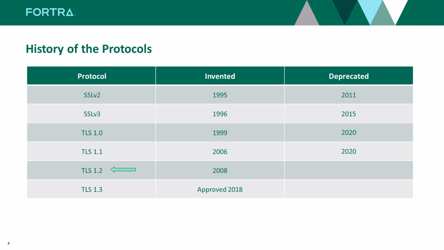TLS 1.0 was essentially the same as SSL v3, and both of those had huge vulnerabilities in them. TLS 1.1 was released 7 years after TLS 1.0, and that has also now been deprecated. TLS 1.2 was established in 2008, and then 10 years later, TLS 1.3, which is generally the most accepted protocol.